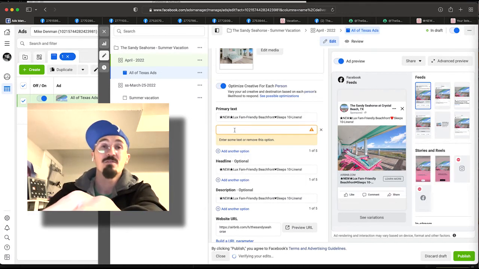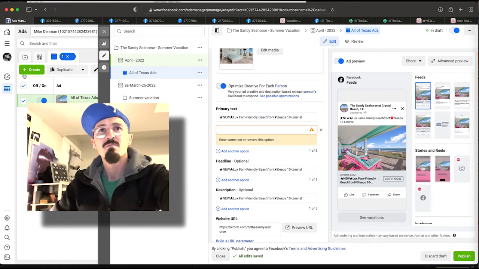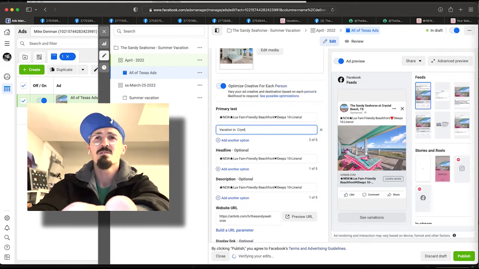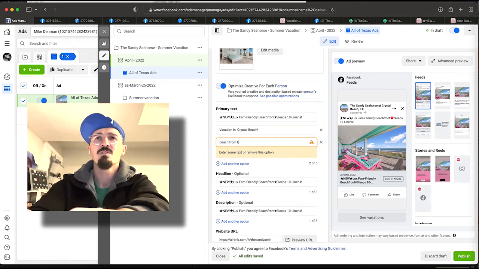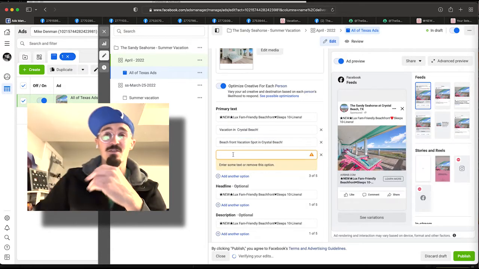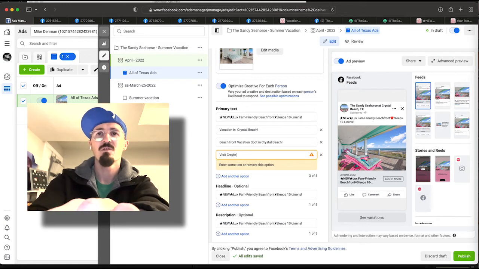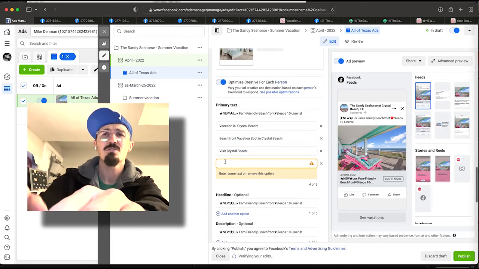So for primary text, I know that Crystal Beach does a great job. And actually, if we go back to over here, well, I know it's vacation in Crystal Beach. An option: beachfront vacation spot in Crystal Beach. You know, I almost spell Crystal correctly sometimes, and then midway I spell incorrectly, and I'm like, wait, no. Visit Crystal Beach, because really I'm trying to help people come to Crystal Beach. Like, choose this vacation spot over the other vacation spots you're interested in.